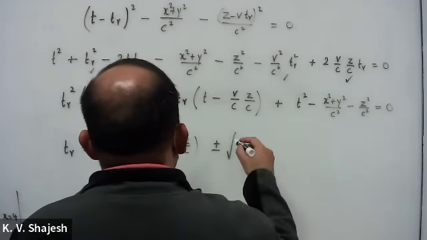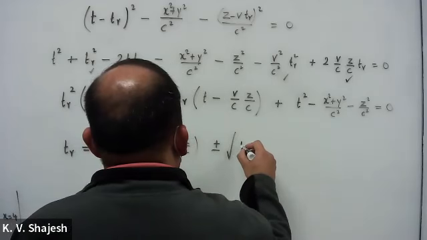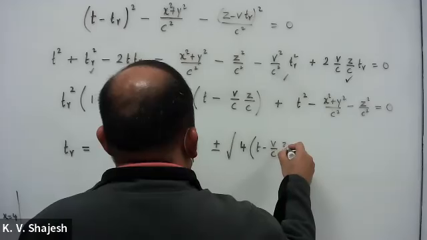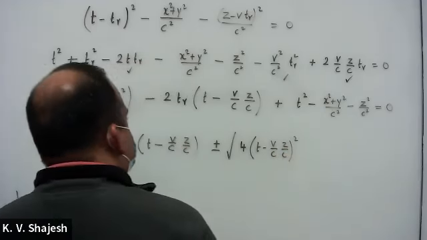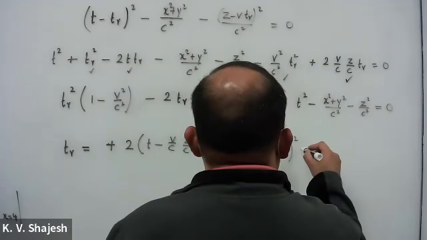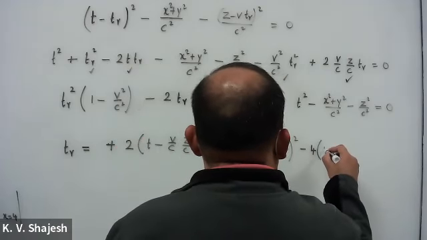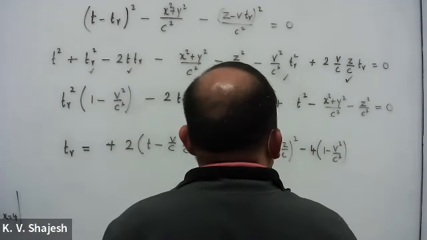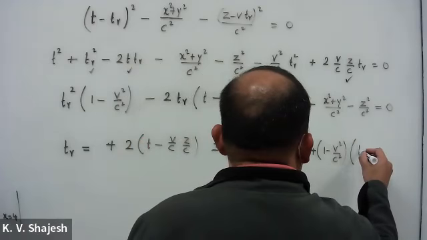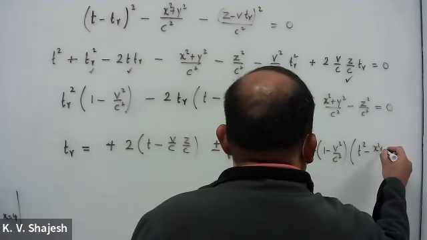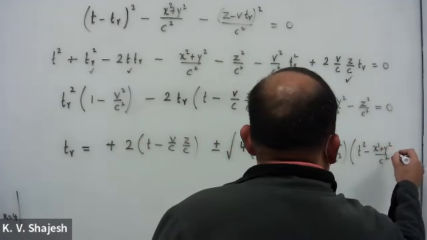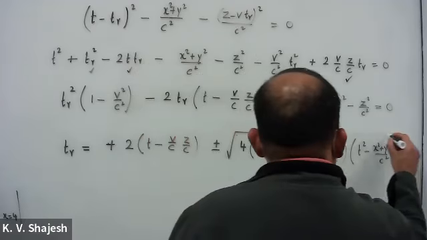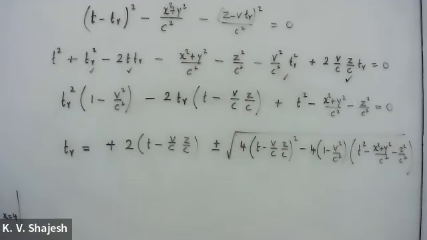And again, square this. So this is 4 times (t minus v over c) squared, minus 4 times (1 minus v squared over c squared) times 4 times a times c. Messy, but that's what it is.